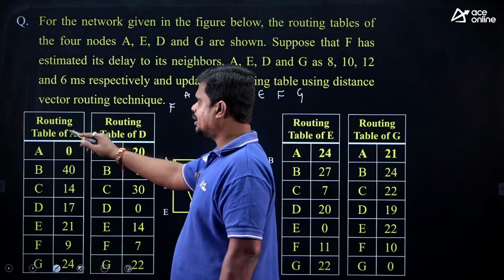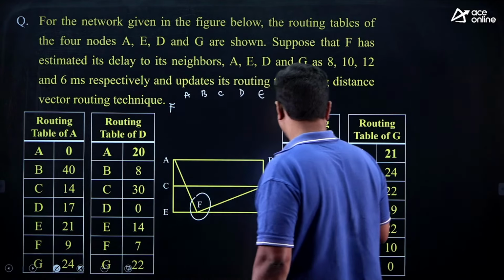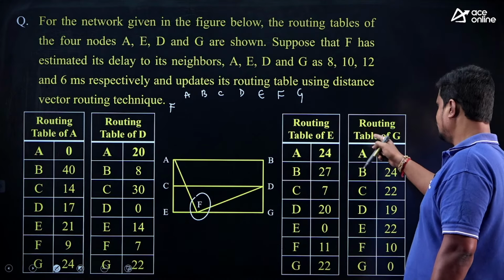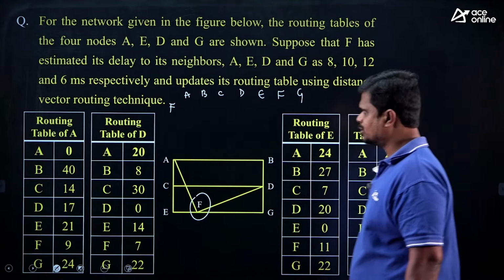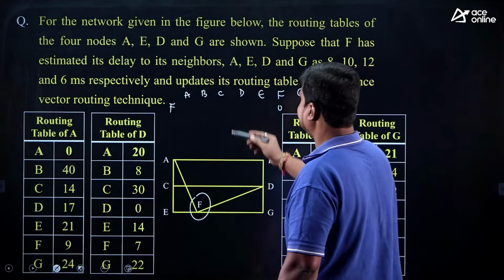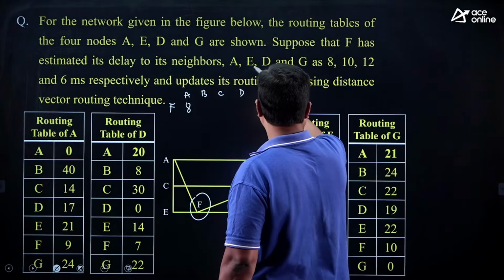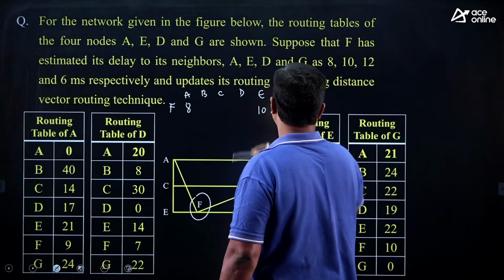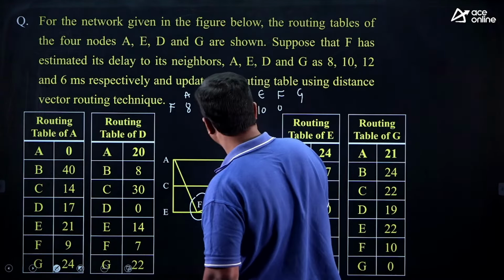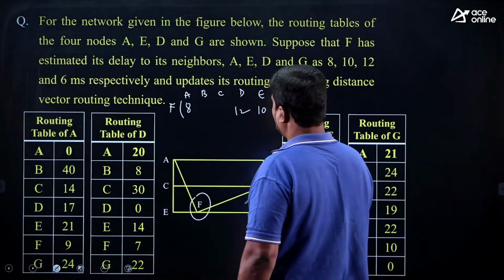So if you see here, in the routing table of A, A to A it is 0. If you see D, D to D it is 0. In the routing table of E, E to E it is 0. Then in the routing table of G, G to G is 0. So similarly F to F is 0. Then it is already calculated to its neighbors. F to A, what is the cost? 8. F to E, what is the cost? 10. F to D, what is it? 12. And F to G it is 6. So it is enough to find out only what? B and C.